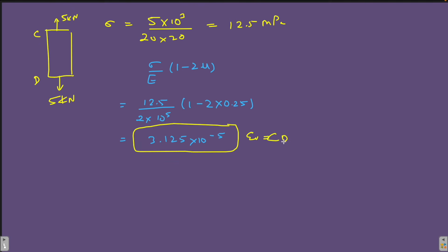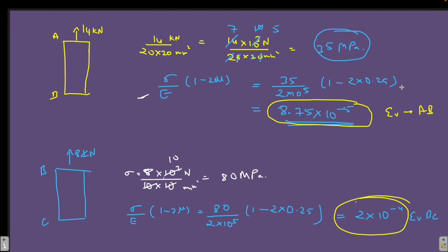Now we do not have to find out the volumetric strain. What we have to find out is the change in the volume, right? Volumetric strain we have found out. Now we have to find out the change in the volume. Volumetric strain is equal to change in volume by original volume. For that we have to find out the original volume of the bars as well.